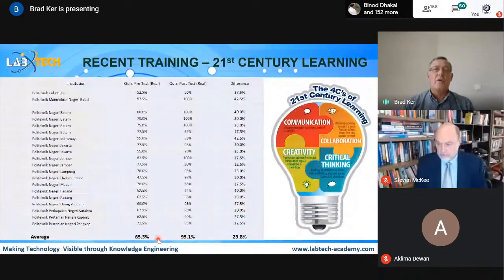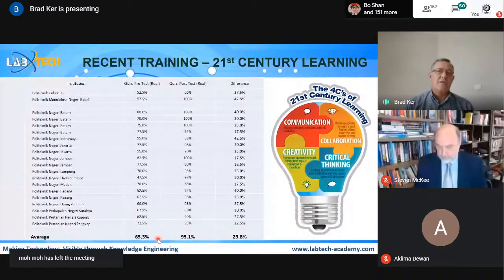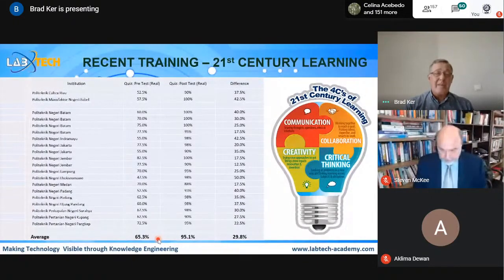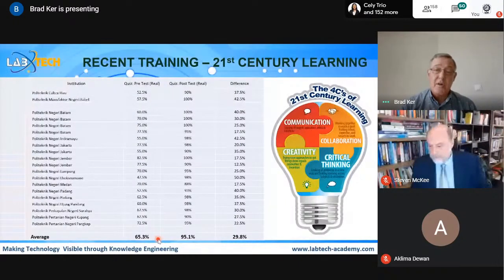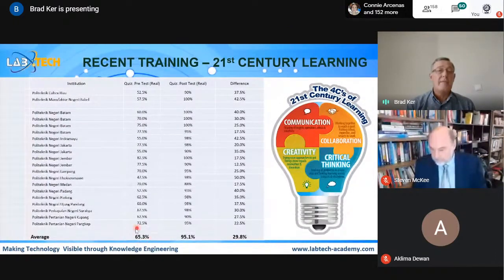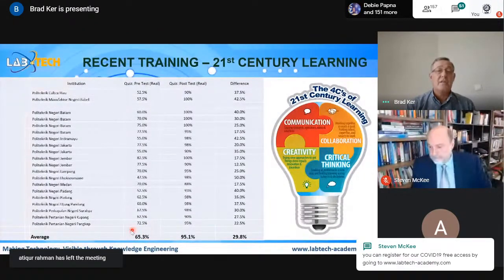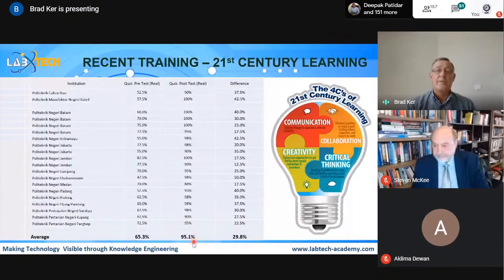Now, even more exciting, we've got our 21st century training. This is based all around the four C's, which is communication, collaboration, critical thinking, and creativity. This can be a 2-day training course that we conduct, and it can go up to 2 weeks on 21st century learning. And this one here was 2 weeks. You look at the post-test scores down the bottom, these are teachers from a whole lot of polytechnics in Indonesia: 65.3, then after the training, 95.1%. Average increase, close to 30%.